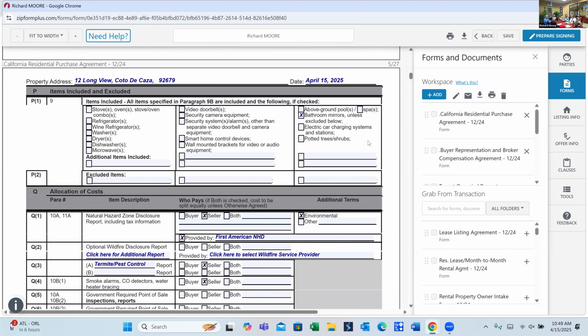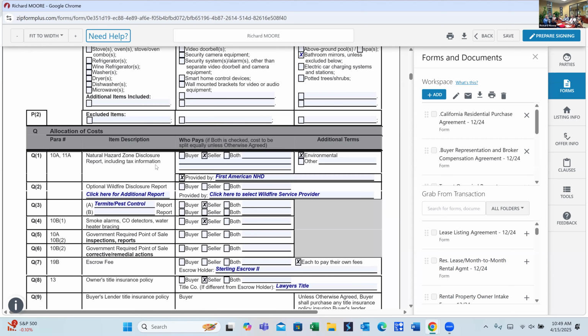And then section P1, items included and excluded. If you're ever unsure, check the boxes. Even though further down in section 9, I think it talks about all the things that are included, just check the boxes. Or if you want certain things removed, maybe there's some ugly wall units, if you want it removed.